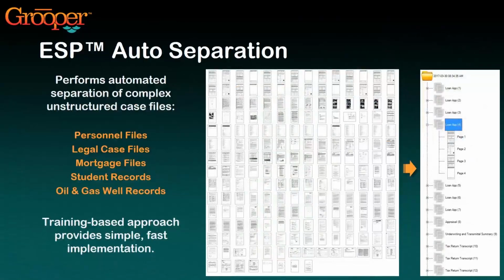ESP auto-separation performs automated separation of complex, unstructured case files, such as personnel files, legal case files, mortgage files, student records, or well records. Based on a trainable machine learning engine, ESP auto-separation is fast and easy to configure and can handle batches containing hundreds of different document types.